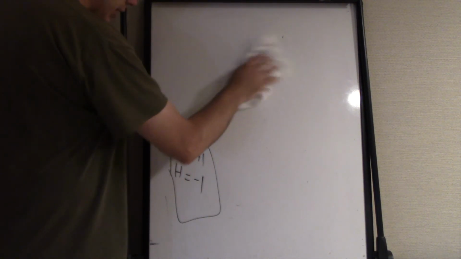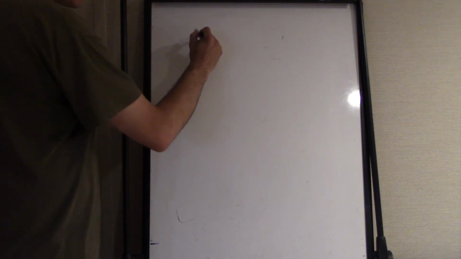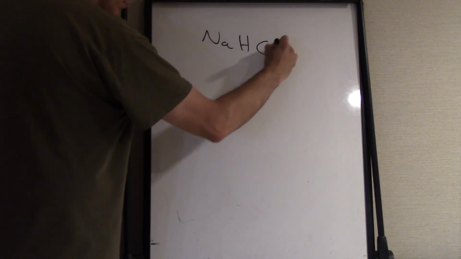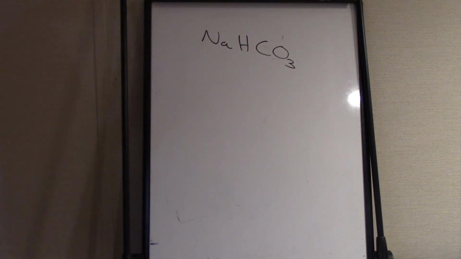I want to do one last example that kind of re-illustrates a lot of these rules that we talked about and shows you how you sometimes have to be a little bit careful. The compound I want us to look at is this one, NaHCO3, sodium bicarbonate or sodium hydrogen carbonate.